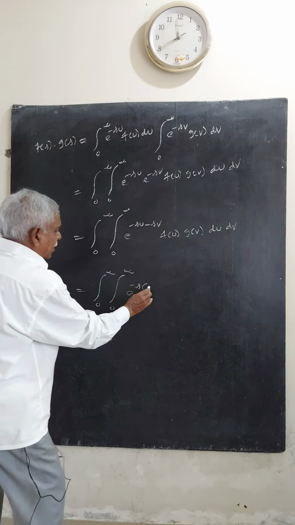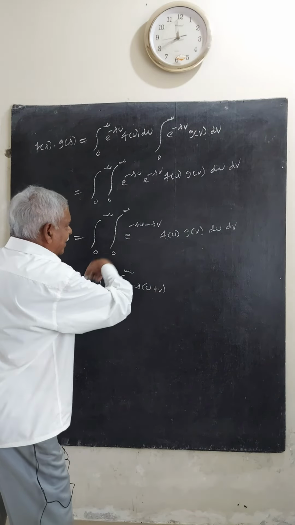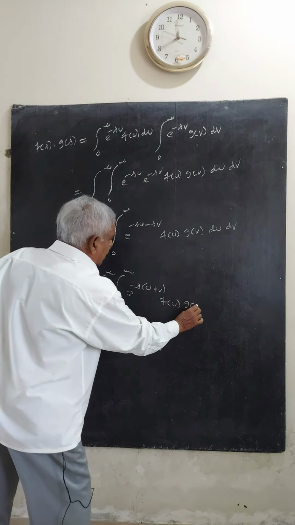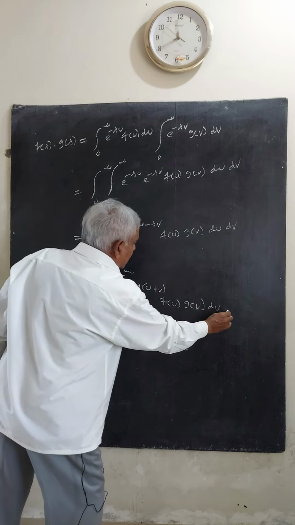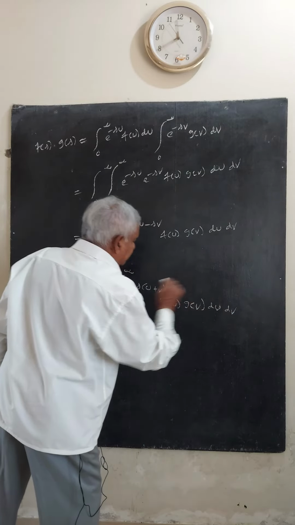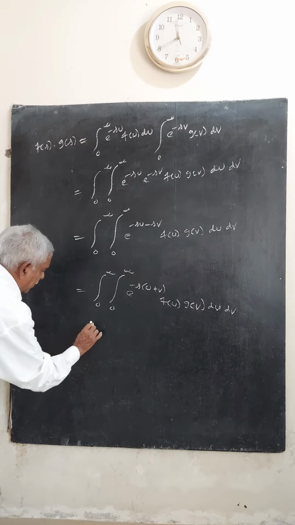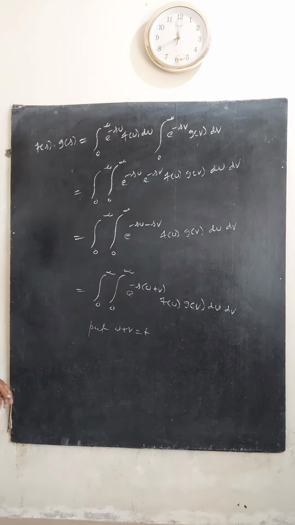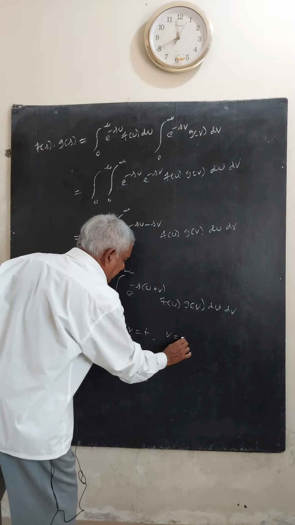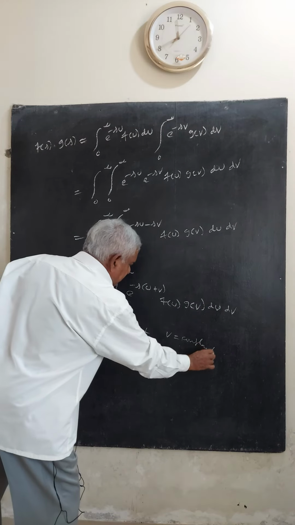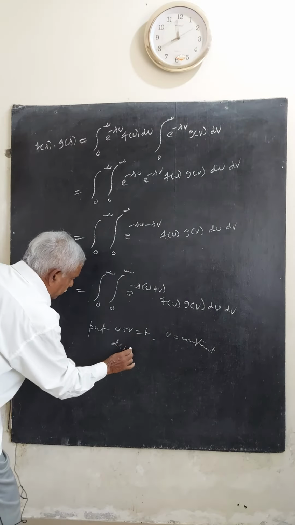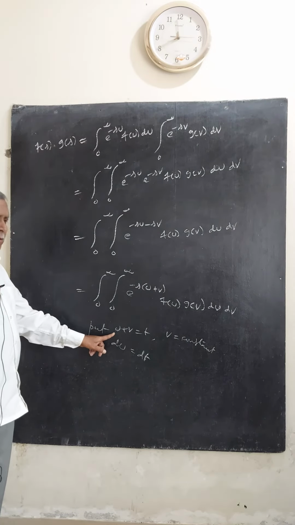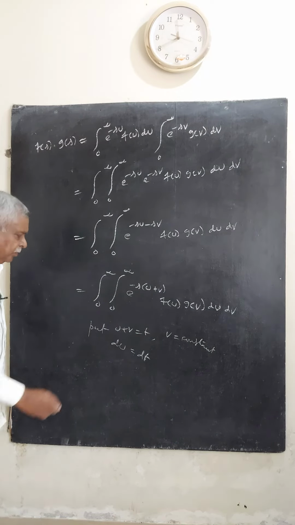Equal to the integral from 0 to infinity of e power minus s(u plus v), since s is taken as common, f(u) g(v) du dv. Again, put u plus v equal to t. Consider v as a constant. Then du equals dt, since v is a constant, the differential of u is the differential of t.